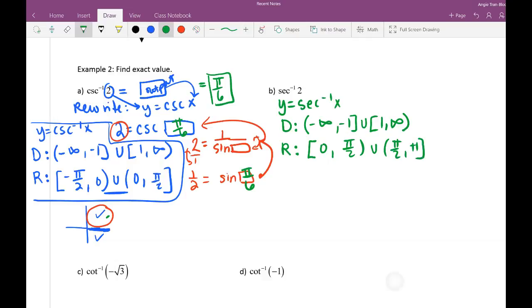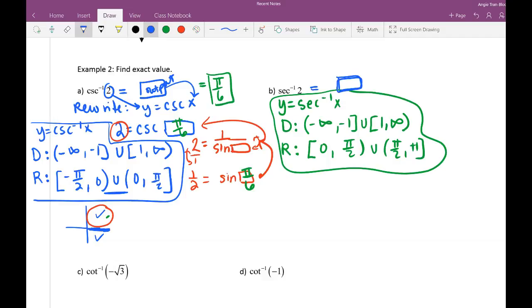So this is all of the info we gathered during class. So how do I solve this problem? Secant inverse of 2 equals some answer. Don't know what that answer is? Let's rewrite then. This is the output of my inverse, so now it becomes the input. So secant of what? Same box, right? Is 2.